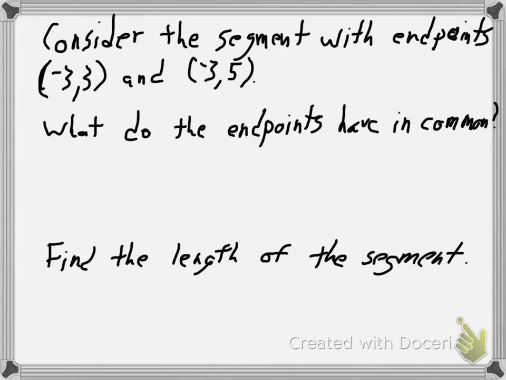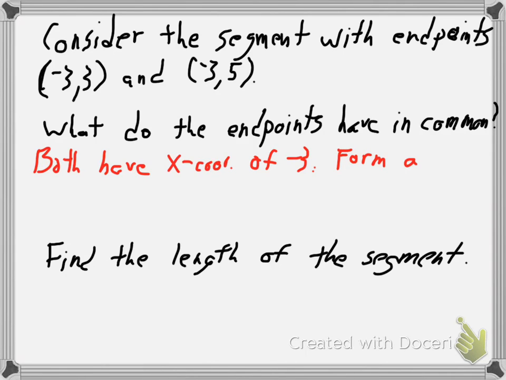Now let's look at an example without actually using a coordinate plane. We want to consider a segment with endpoints (negative 3, 3) and (negative 3, 5). The first thing I want to think about is, what do the endpoints have in common? Both have x-coordinates of negative 3. And if they both have the same x-coordinate, that tells me they form a vertical line segment.